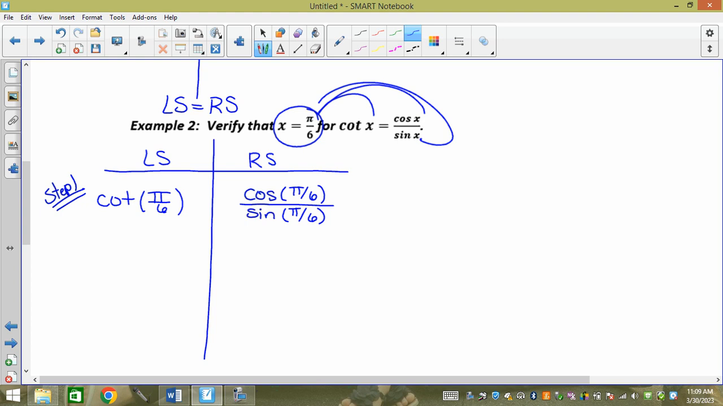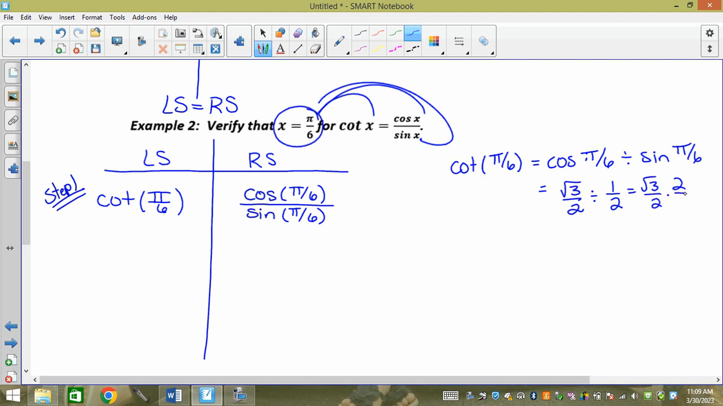Second step is to get some answers for those things and just put it in. So cotan of pi over 6 equals cos of pi over 6, which is kind of what we're doing off to the side here, it doesn't matter, divided by sine of pi over 6. Cos of pi over 6 is root 3 over 2. Sine of pi over 6 is a half. So we get root 3 over 2 times 2 over 1, which is root 3. And then I go over here and I say this equals root 3. I've shown the work off to the side. Do you see that?